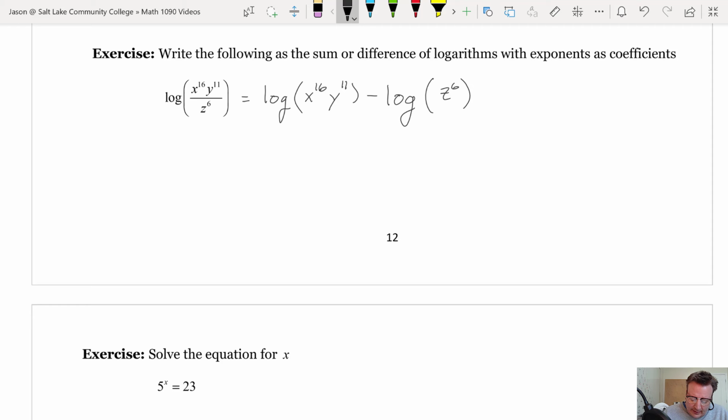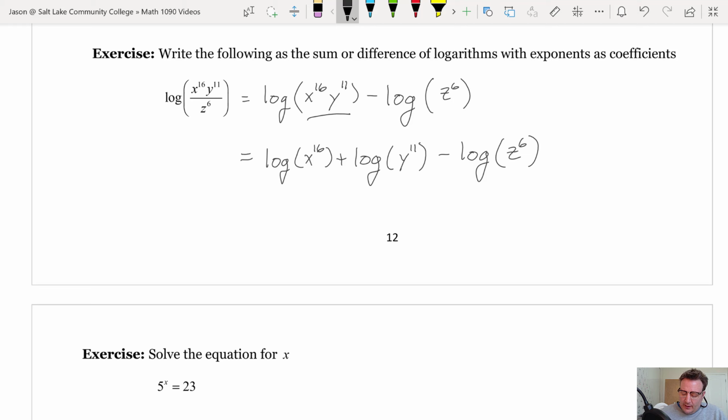Okay, but I'm not done yet, because I have the logarithm of a product, so I can rewrite that as the sum of logs. So I'm going to expand that as log of x to the 16th plus log of y to the 11th minus log of z to the 6th power.